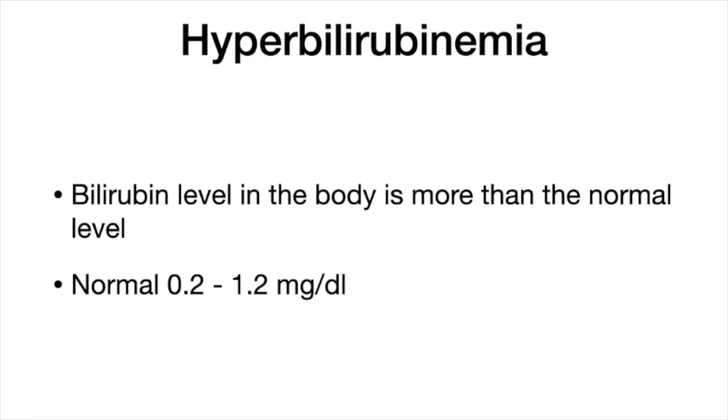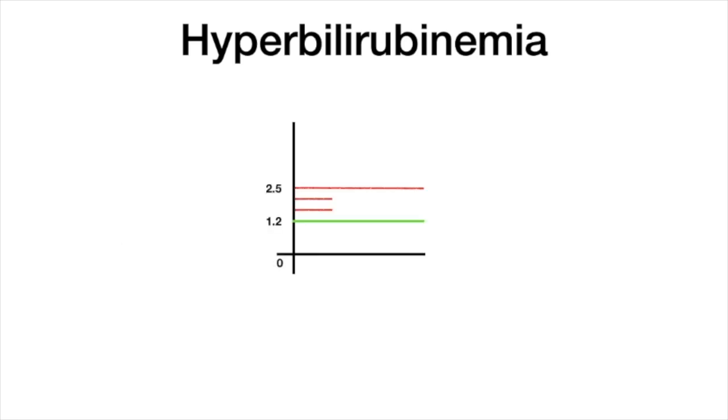By definition, when the bilirubin level in the body is more than the normal level, it is called hyperbilirubinemia. The normal level is 0.2 to 1.2 milligram per deciliter. In the graph, it is clear that the normal value is 0 to 1.2. So anything beyond 1.2 is called hyperbilirubinemia. If the value is between 1.2 and 2.5, we won't be able to detect it clinically. If the value is raised above 2.5, we can detect it clinically.